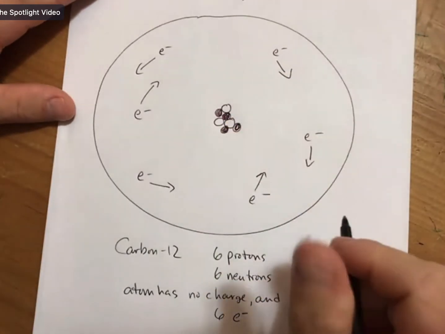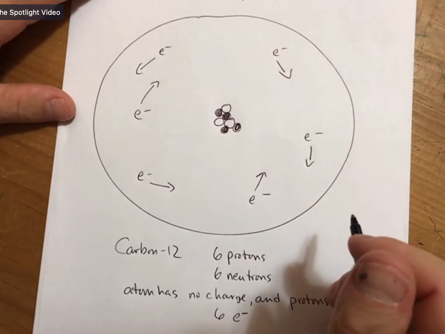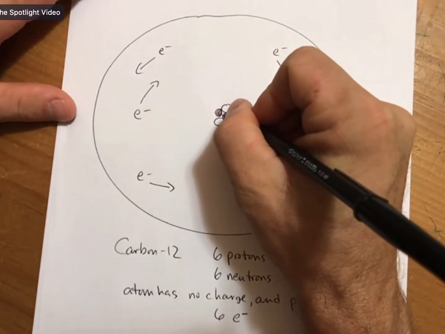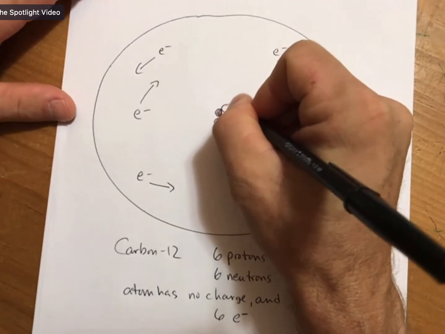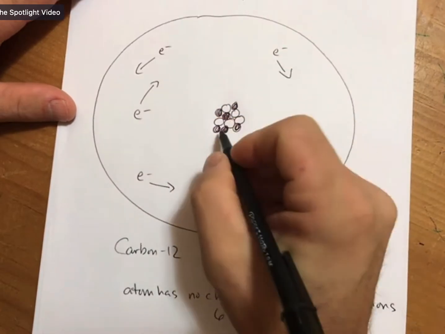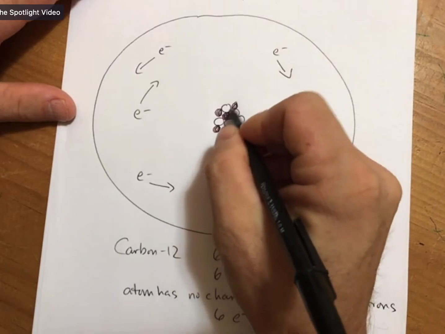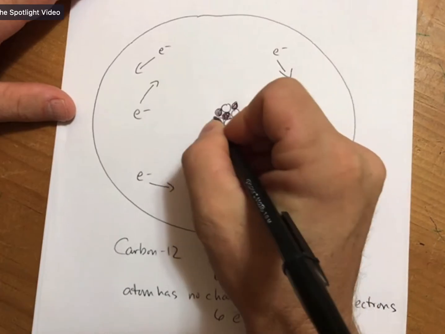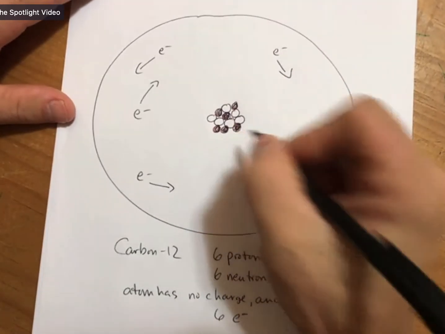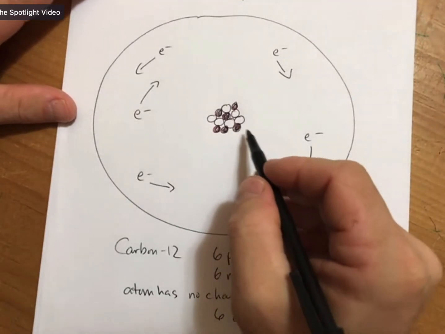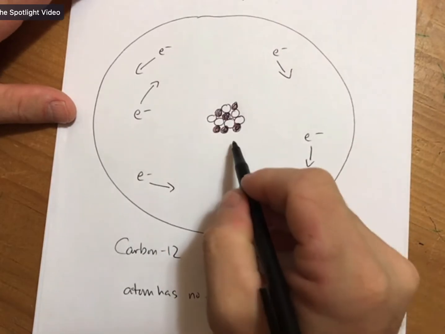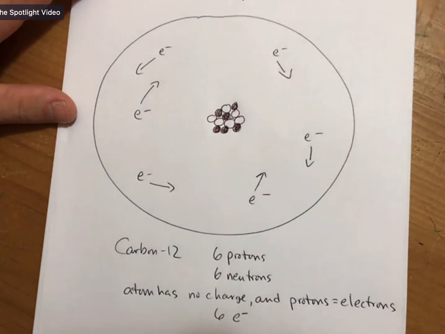So, I've got 4 neutrons and 3 protons so far. Let's see. 1, 2, 3, 4, 5, 6. 1, 2, 3, 4, 5, 6. Something like that. And the exact pattern doesn't matter. They're smushed together really closely, and they're very, very tiny and in the center of the atom.